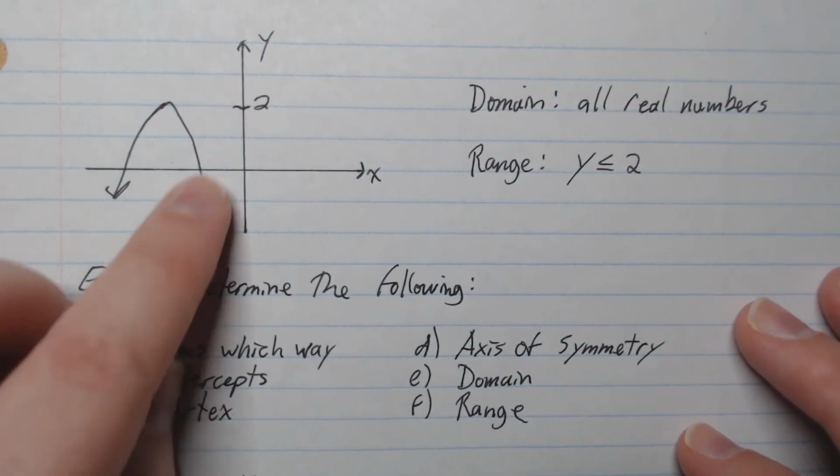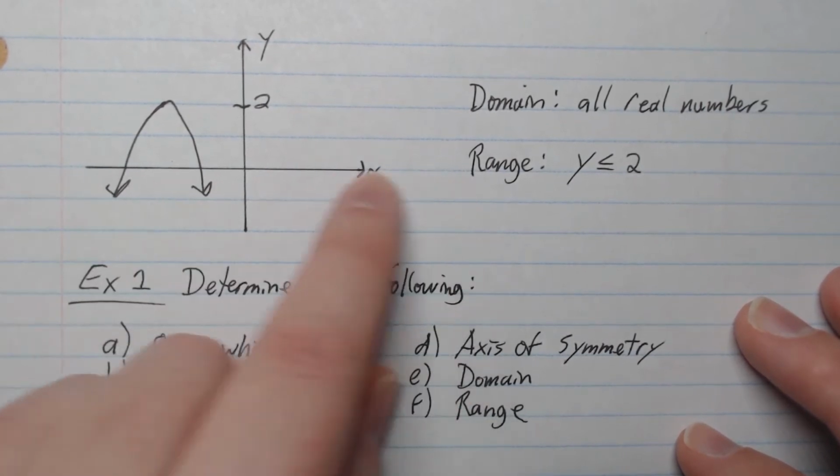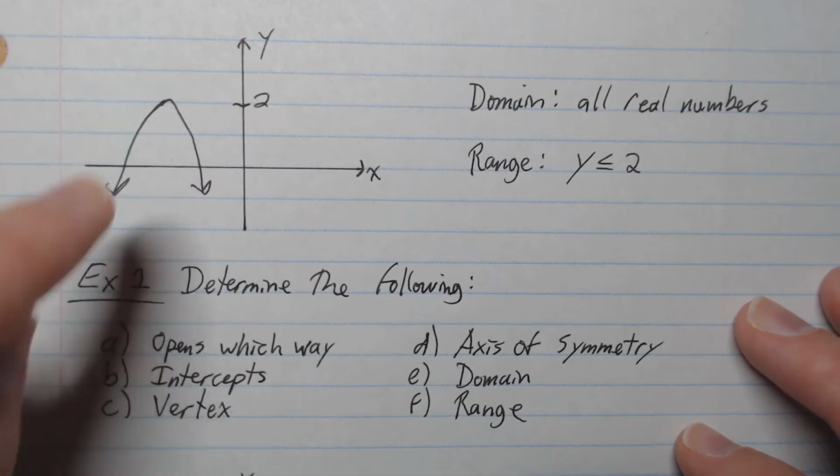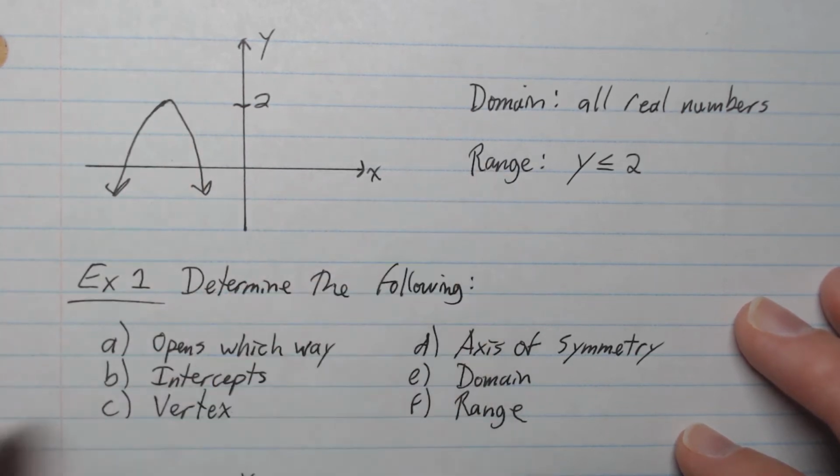Okay, here's another example. We have a graph here. Domain, all real numbers. Range, y less or equal to 2, right? See, we're at 2 here. Less or equal to 2 is our range.